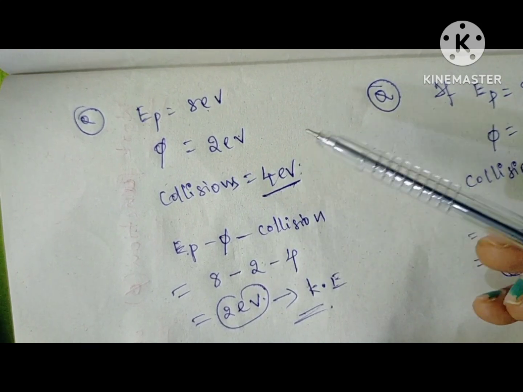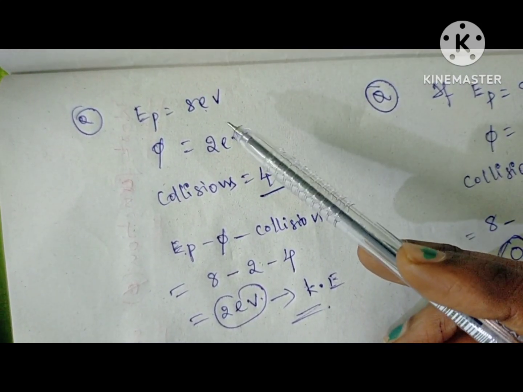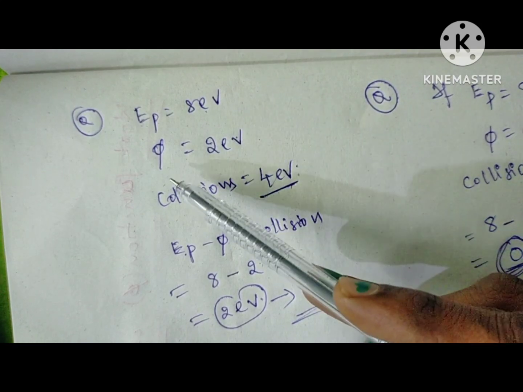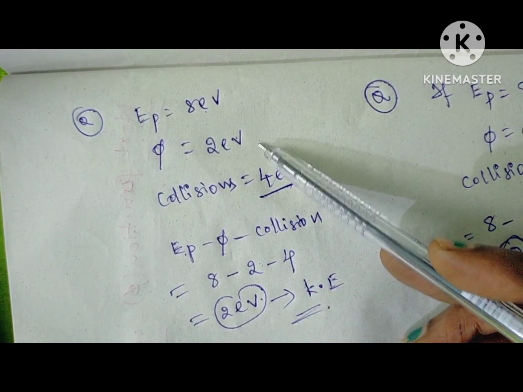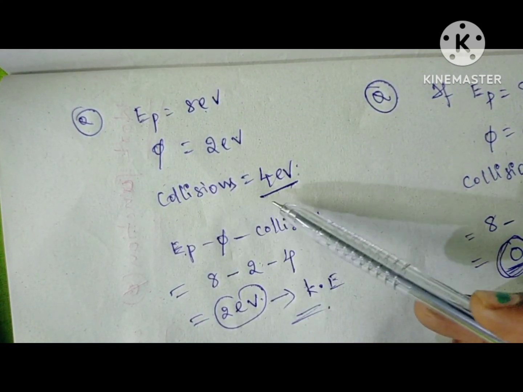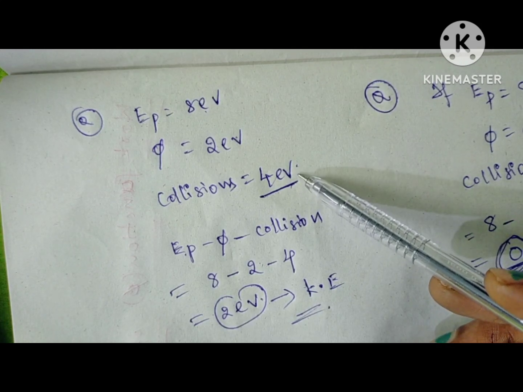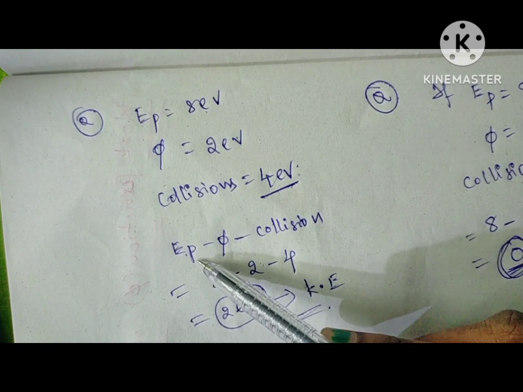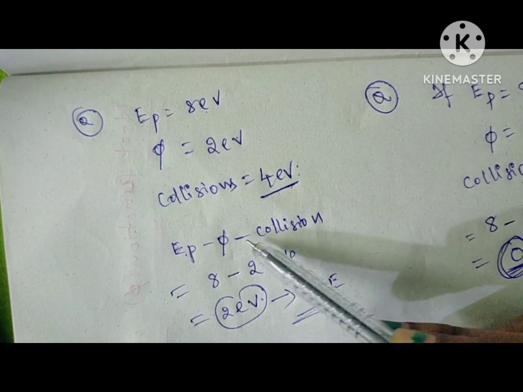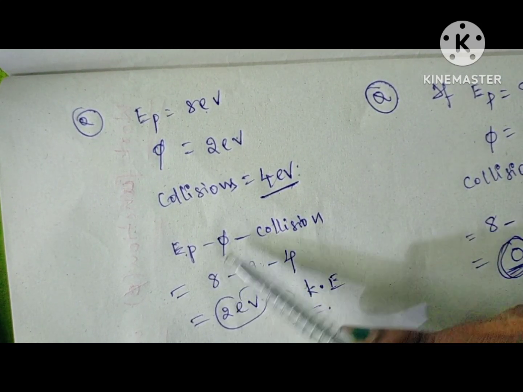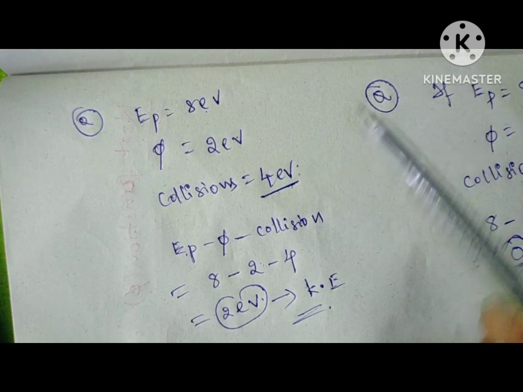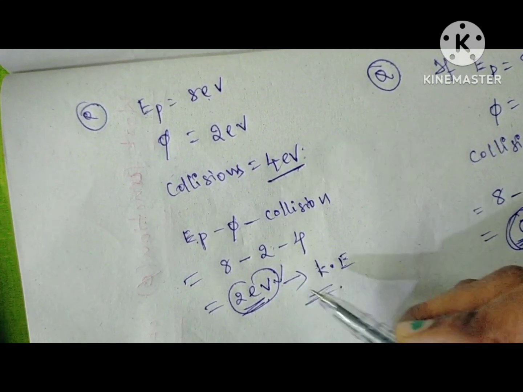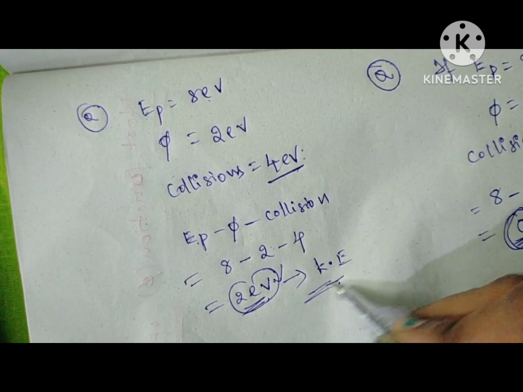Here we can see some more problems based on the concept of the photoelectric effect. Energy of photons value is 8 electron volts and work function is 2 electron volts, and there is a collision, that is 4 electron volts we lost. So let me know the answer. What is the formula? Energy of photons minus work function minus collisions value, that is 8 minus 2 minus 4. So we have only 2 electron volts. So these 2 are converted into kinetic energy.